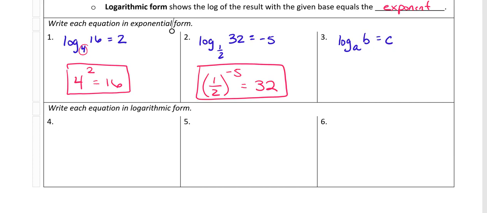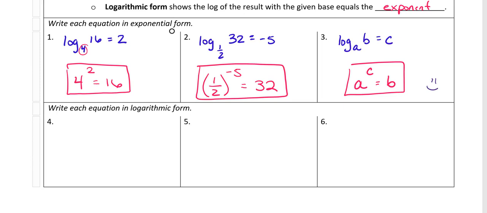All right, hopefully you're ready for the answer. The base would be A, log base A. The exponent is C, that's what it equals. And B is the answer. A to the C power equals B. Okay, so hopefully you got that one right. If you did, give yourself a little smiley face. If you didn't get it right, maybe give yourself a little frowny face or star it. Make sure you go back and look at that one, okay?